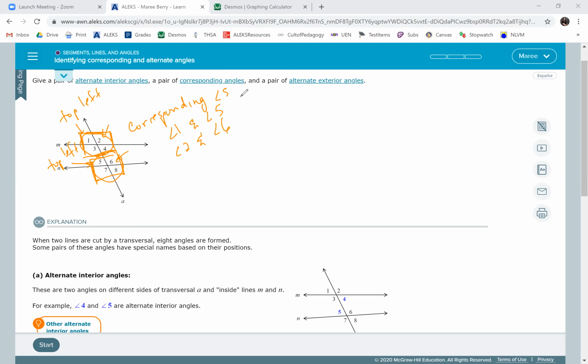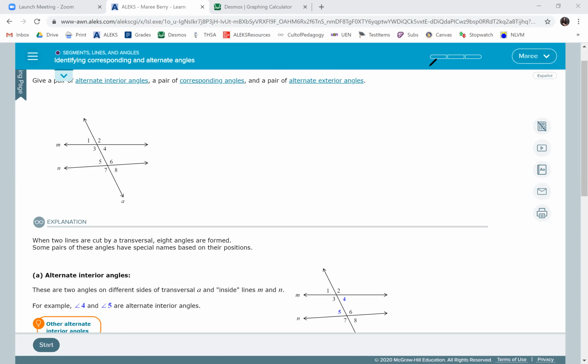So to look at corresponding angles, you have to look at these four angles that are together and their position. So the bottom left, 3 and 7 would be corresponding, and the bottom right, 4 and 8 would be corresponding.